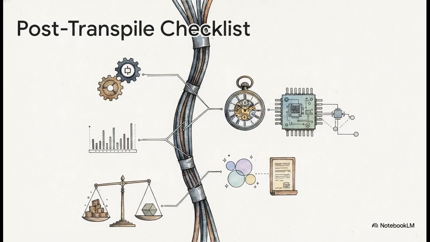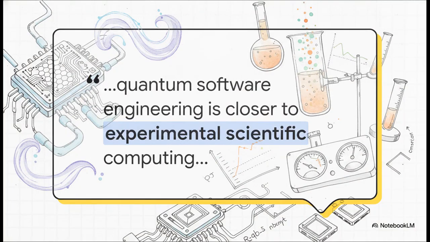Always archive the back-end calibration records from the exact hour you ran the job. And finally, meticulously separate and report your raw outputs versus your mitigated outputs. There's a quote from the sources that sums this up perfectly. Quantum software engineering is closer to experimental scientific computing than conventional deterministic application programming. You aren't just writing a script here, you're configuring a rigorous physics experiment involving software, statistics, and extreme hardware constraints.